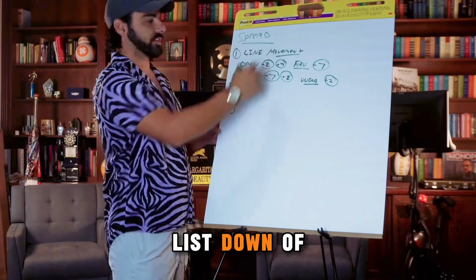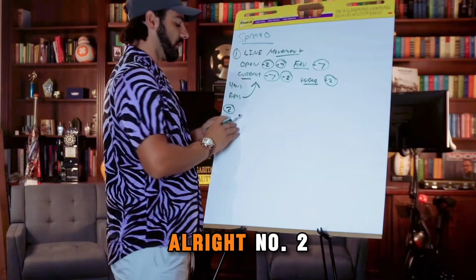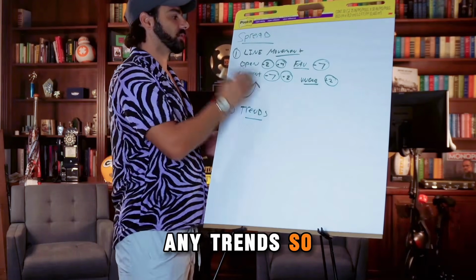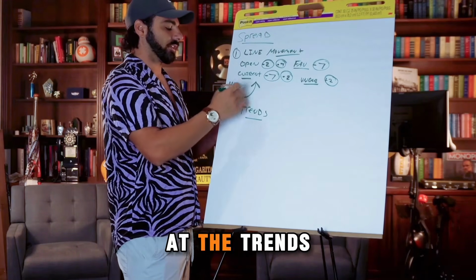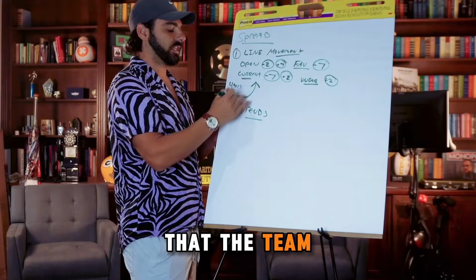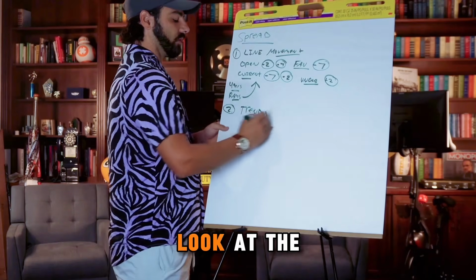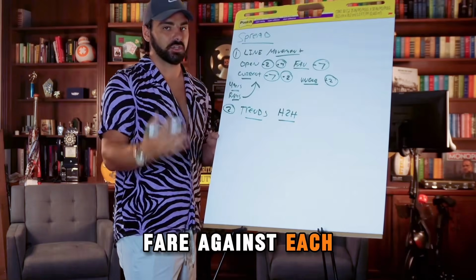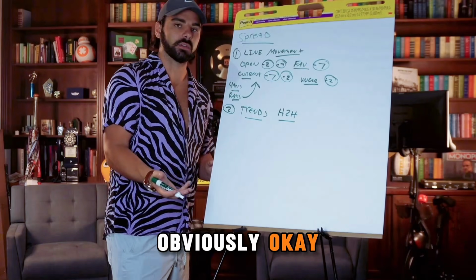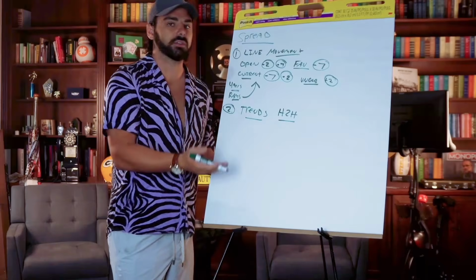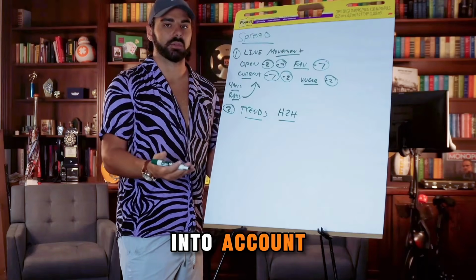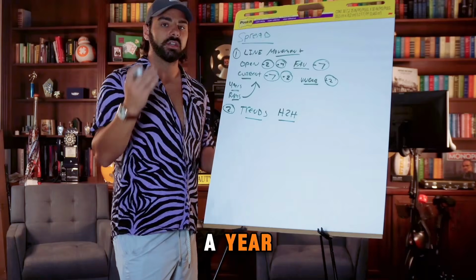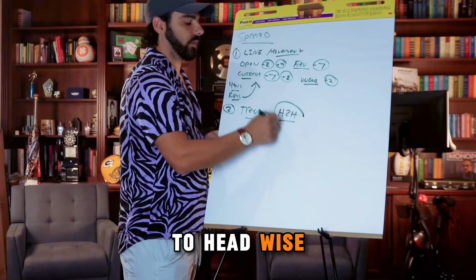So number 1, we got our list down of the teams that had the line movement. Number 2 is going to be trends, but not just any trends. People make the mistake of looking at the trends for the last 5 games that the team has played. But what you actually want to look at is the head-to-head trends, how these teams fare against each other. And it has to be relevant, obviously. If the last time they played was 10 years ago, then that's not going to be taken into account. At least if they play each other every season or twice in a year, you're able to get some head-to-head data between them.